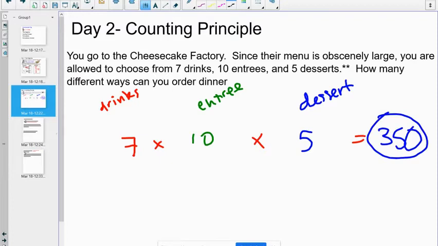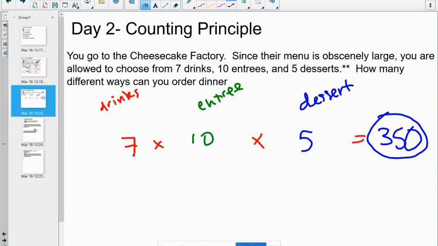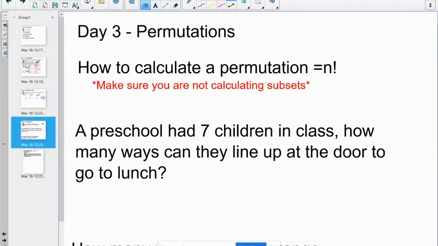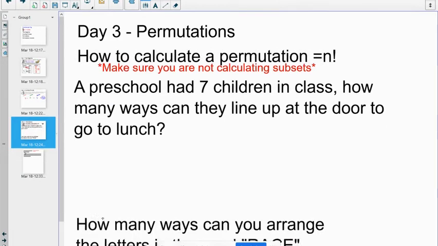So that was day 2, the counting principle, where I was skipping the whole tree diagram and going straight to multiplying across. Now for our permutations. Let me find the slide. Here we go.